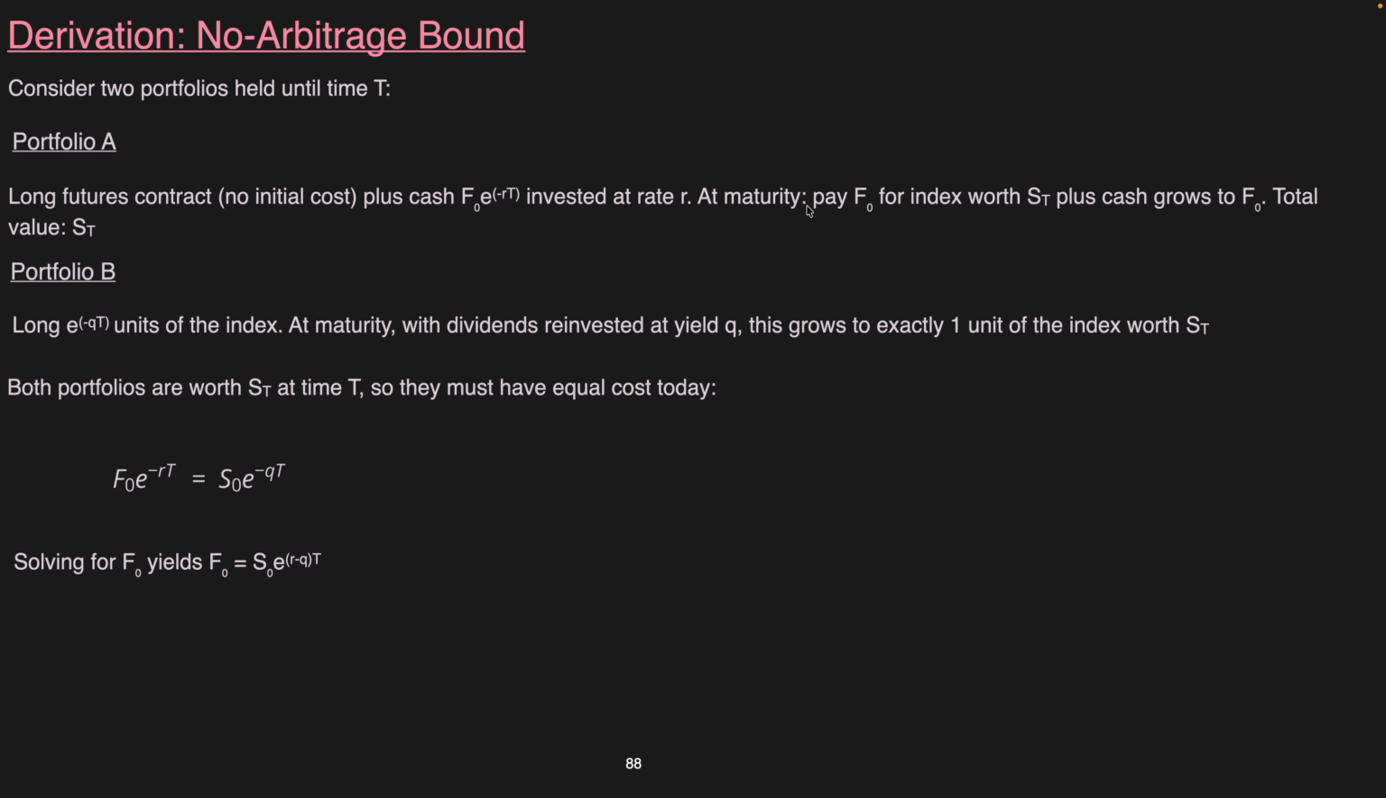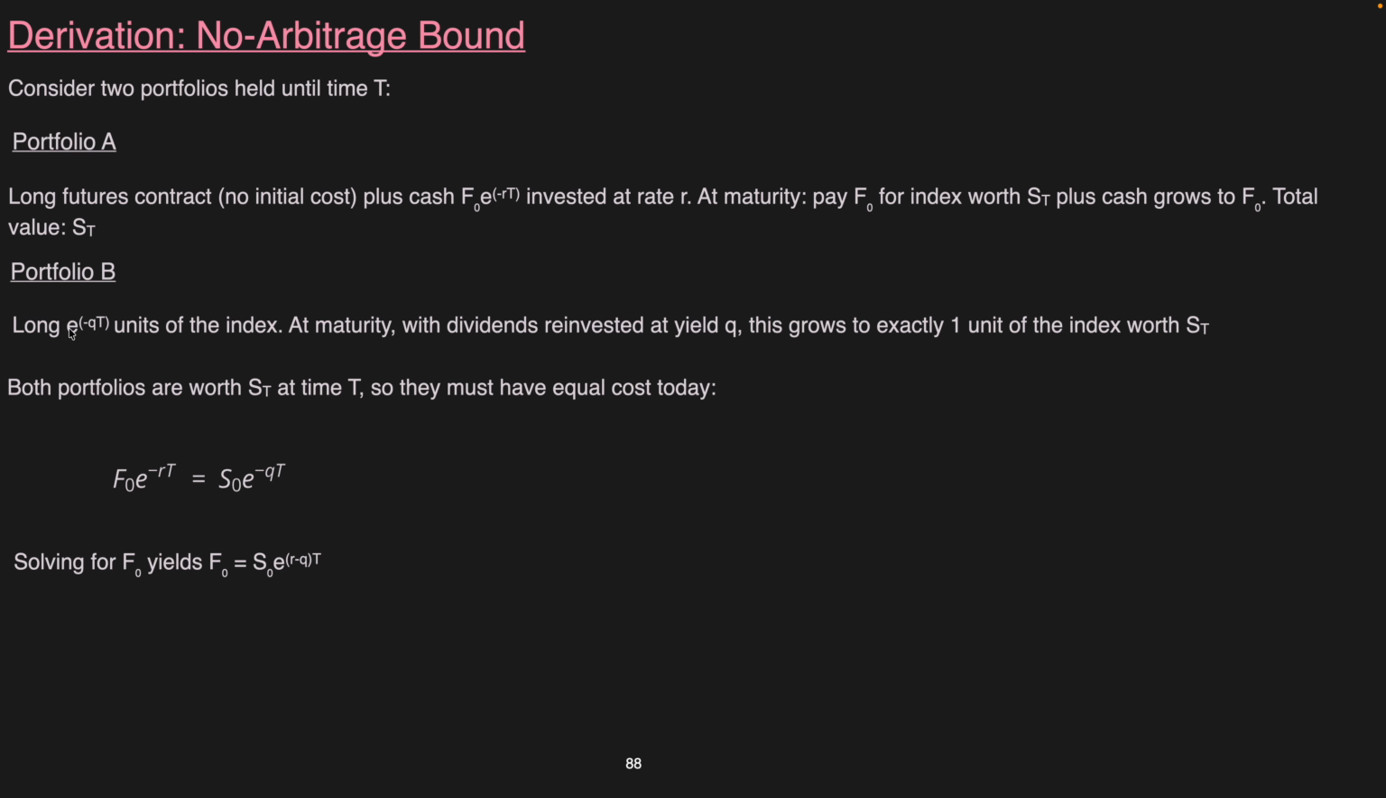At maturity, what are we going to do? We are going to pay F0 for an index worth ST, plus the cash that grows to F0. So the total value will be nothing but the spot price at maturity. T is the time to maturity, right? So ST means the spot price at the time of maturity. In portfolio B, what are we doing?